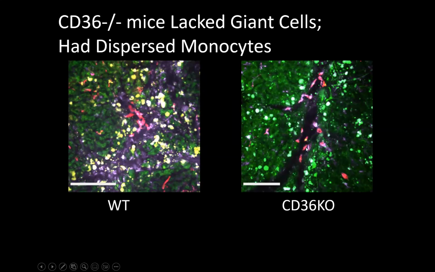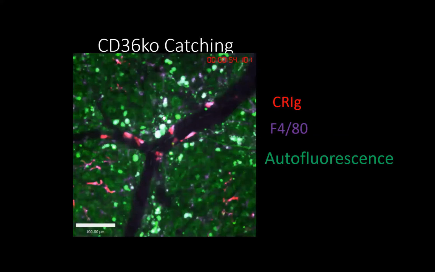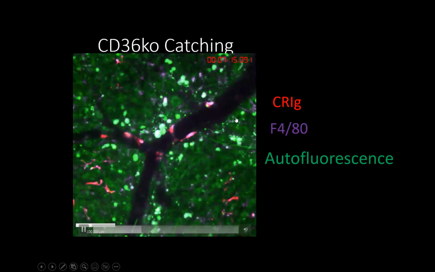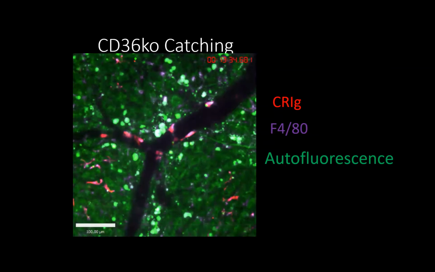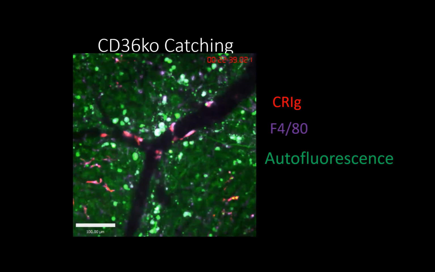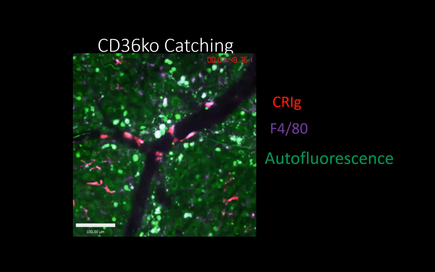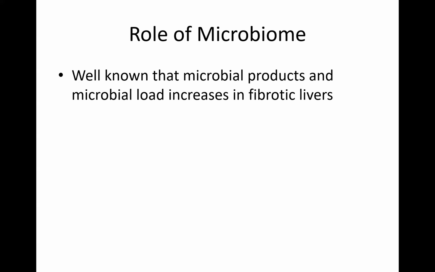If you had a CD36 knockout, what we saw was that these cells came in, but then they kept their individuality. They didn't form the clusters, and now you couldn't catch bacteria properly. And so clearly this CD36 is important in allowing these structures to form.